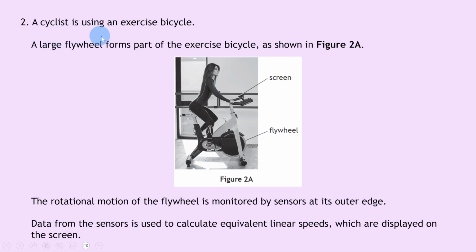Question 2 says a cyclist is using an exercise bicycle. A large flywheel forms part of the exercise bicycle as shown in figure 2a. So there's the cyclist in the exercise bicycle and it shows the flywheel and the screen labelled. It then says the rotational motion of the flywheel is monitored by sensors at its outer edge. Data from the sensors is used to calculate equivalent linear speeds which are displayed on the screen.